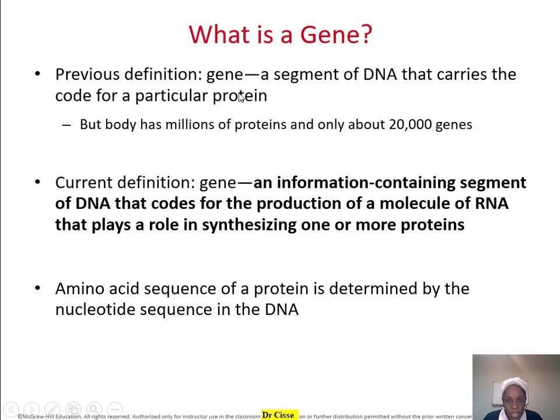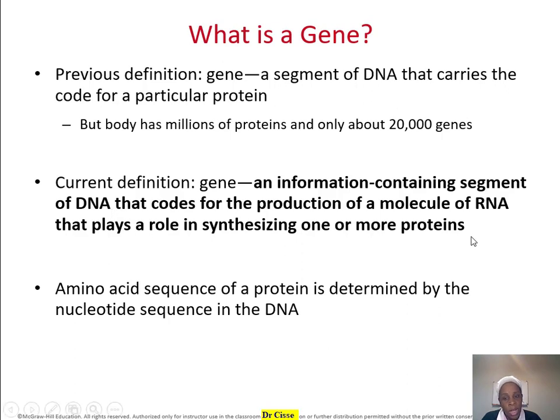So what is the gene? A segment of DNA that carries the code for a particular protein. It's a piece of DNA that can code for a protein. So an information-containing segment of DNA, remember that's only 2%, because 98% of the DNA is not coding for protein. Only 2% is.